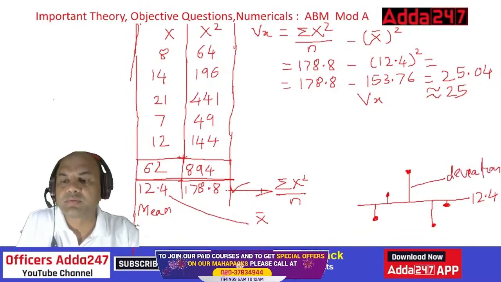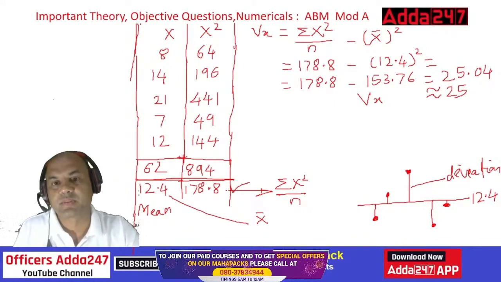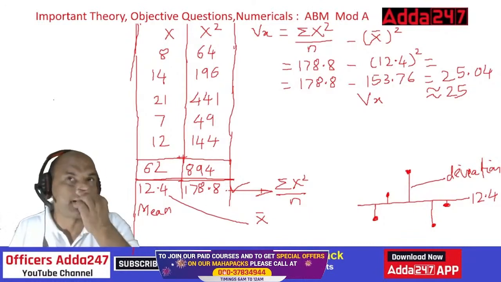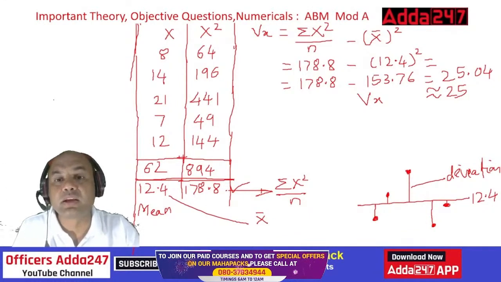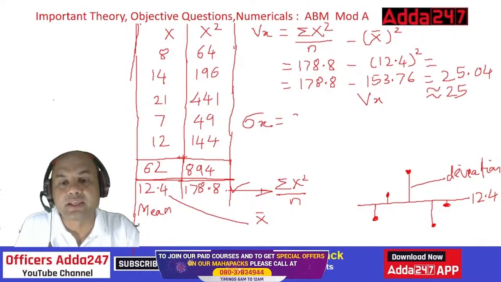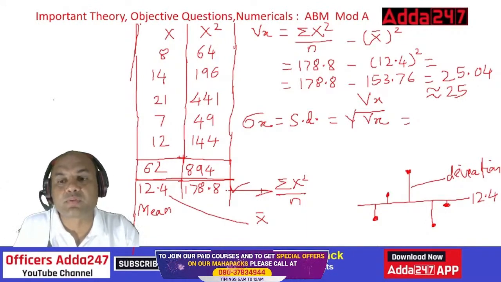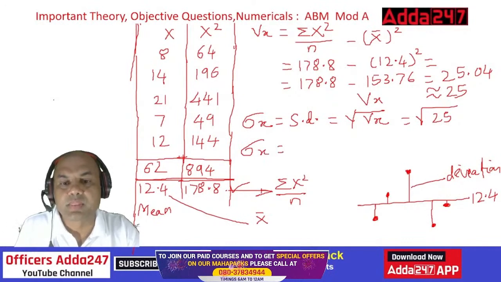Whatever I am getting here is known as deviation. Then I find out the standard deviation from this, and from there I find out the variance. In the start of the problem, I told you that I'll be giving you deviation also. The standard deviation is written as psi x, or in books nowadays SD. So SD equals square root of variance, which is square root of 25, equal to 5. So standard deviation of psi x equals 5.